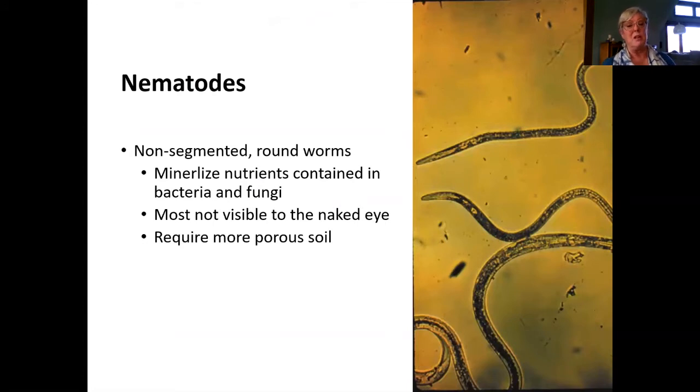Nematodes: there are good nematodes and bad nematodes. They're non-segmented roundworms. Most of them are invisible to the eye or just barely like a fine hair. Unless you're really paying attention, you're never going to see these in your soil itself. But it requires porous soil, because these are soft-bodied organisms. They require porous soil to be present.